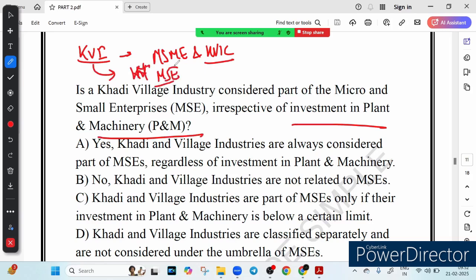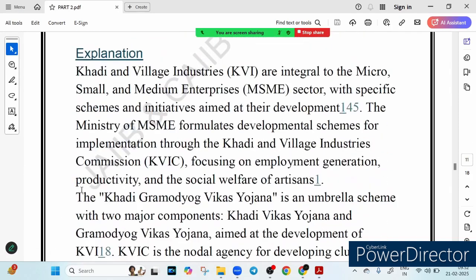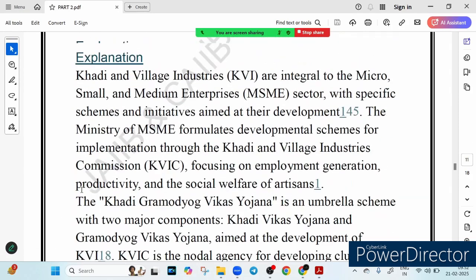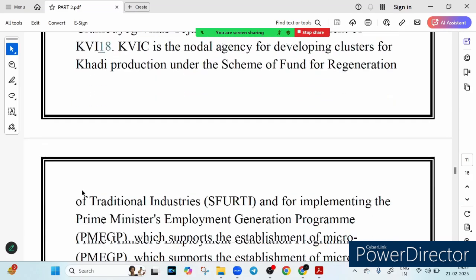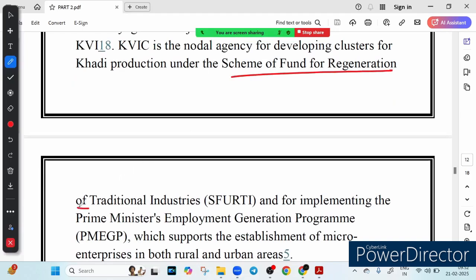So there are special government schemes you might have heard of, like PMEGP. What is PMEGP? Prime Minister Employment Generation Program. And you might have heard of SFURTI. What is SFURTI? Option A is correct here. Let me show you what SFURTI is. You can see it here. It stands for Scheme of Fund for Regeneration of Traditional Industries, and the Prime Minister Employment Generation Program. These special government schemes provide funding and assistance to this industry.